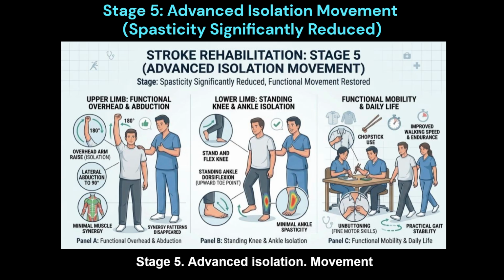Stage 5. Advanced isolation movement. Spasticity significantly reduced. Characteristics. Synergy patterns have largely disappeared, making complex movement combinations easier to perform. Actions appear much closer to normal, though speed and fine motor skill may still remain somewhat clumsy. Upper limb examples. The arm can be raised straight overhead. The arm can be abducted laterally to 90 degrees. Lower limb examples. Ability to flex the knee and dorsiflex the ankle, pointing toes upward while standing.